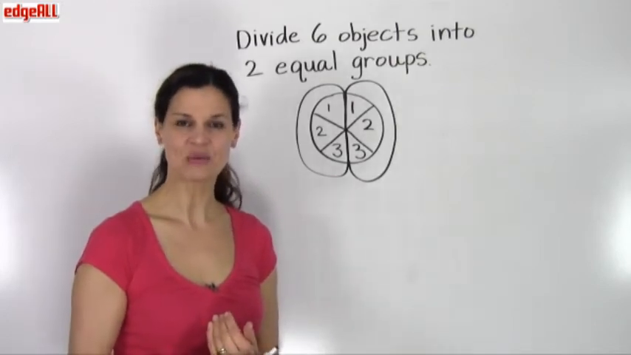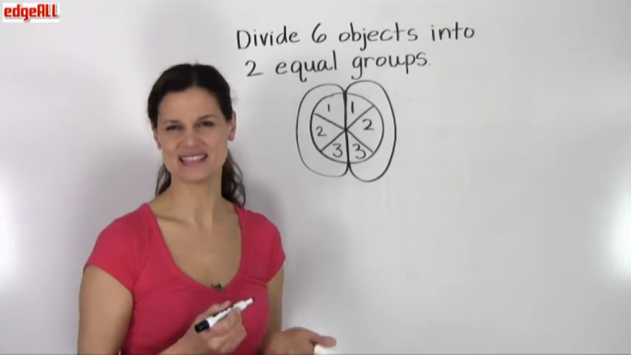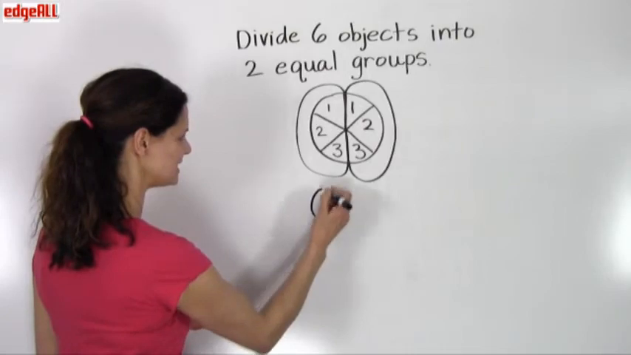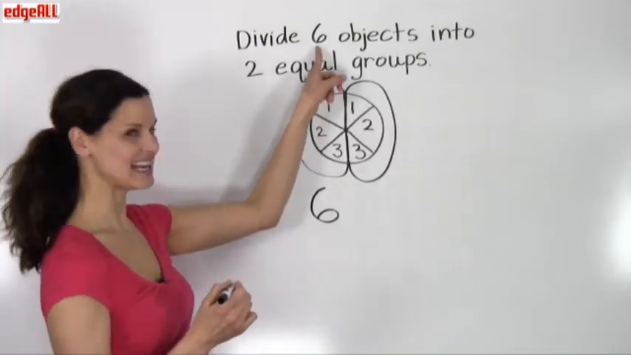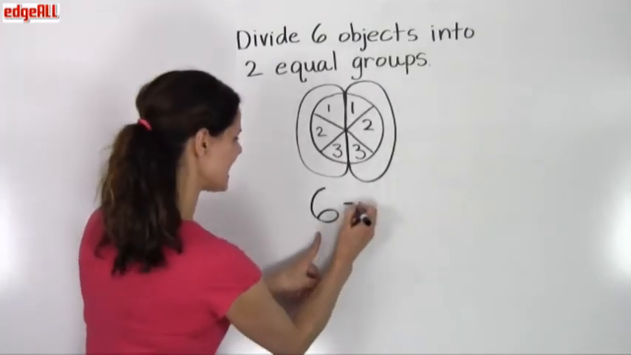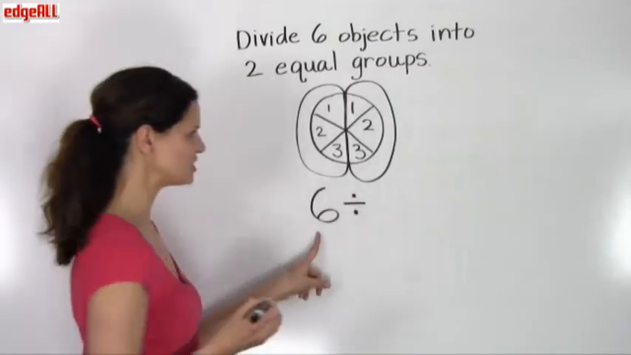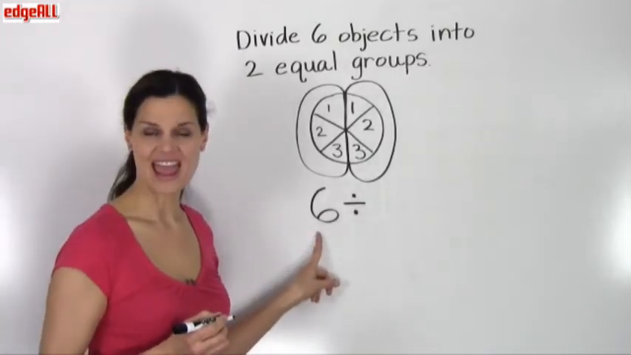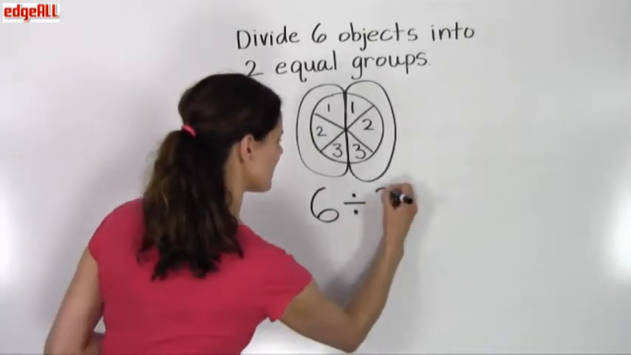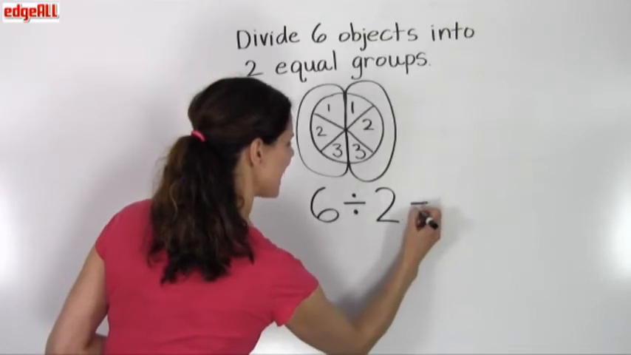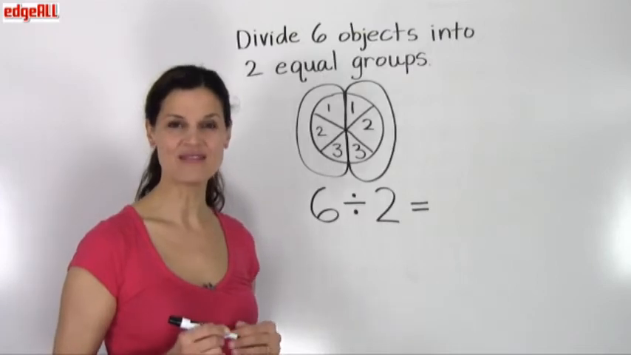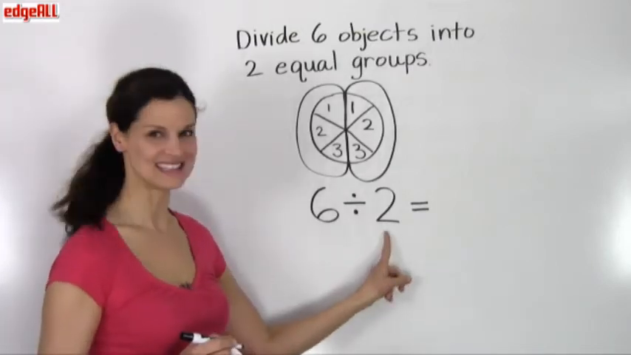So let's practice writing this as a division sentence or as a division problem. My first number, my larger group that I wanted to divide, is 6. I had a total of 6 objects. That is my dividend. And then the next number that comes after the division sign is the divisor. And that is the number of groups that I wanted to make. So I wanted to make 2 groups. And then after the equal sign comes my quotient, which is the number of objects in each of these groups.